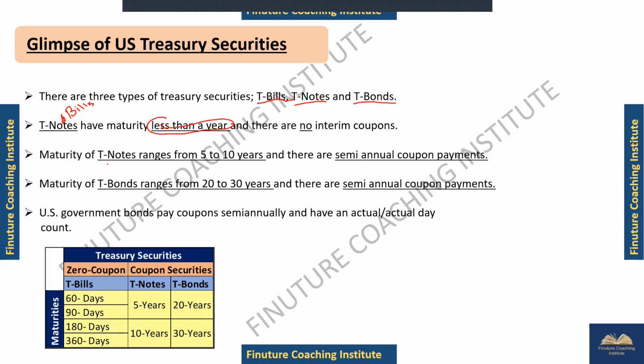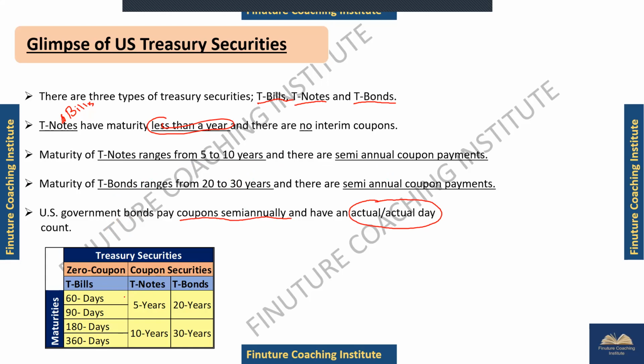And then we come to the T notes, which have maturity basically ranging from 5 to 10 years, and most important, they have semi-annual coupon payments. Similarly, with the T bonds, the difference is just the maturity. It has a maturity of 20 to 30 years, and of course, semi-annual coupon payments. And most important, the US Treasury pays a semi-annual coupon. We'll not use it directly, but it is important for you to know that for Treasury securities, the day count convention is actual by actual.